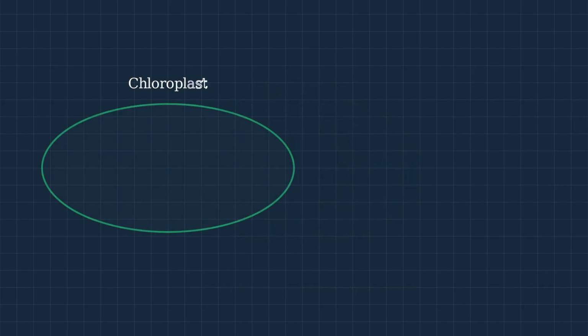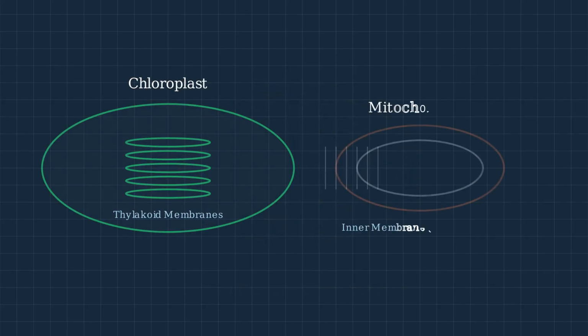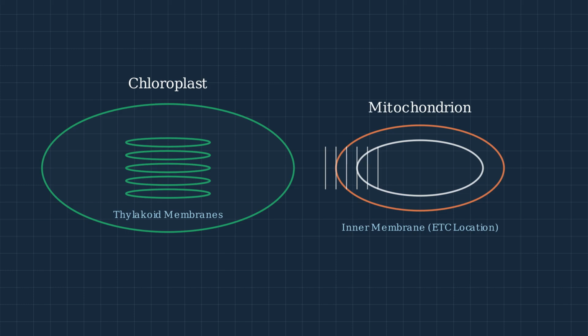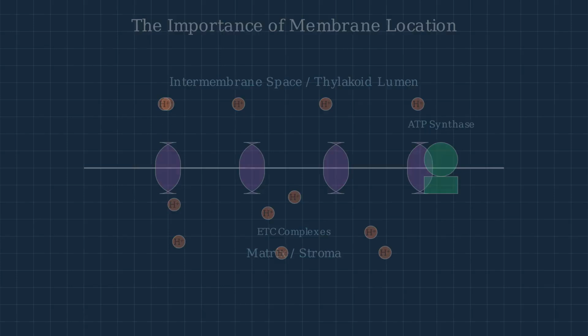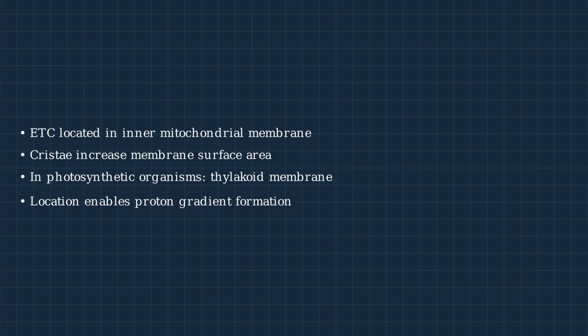In photosynthetic organisms, a similar electron transport chain exists in the thylakoid membrane of chloroplasts. The specific membrane location is crucial, as it allows for the establishment of a proton gradient across the membrane. As electrons move through the transport chain, protons are pumped across the membrane, creating a concentration gradient that powers ATP synthesis. In summary, the electron transport chain is strategically located in membranes that can maintain separation between compartments, allowing for the energy-storing proton gradient to form.